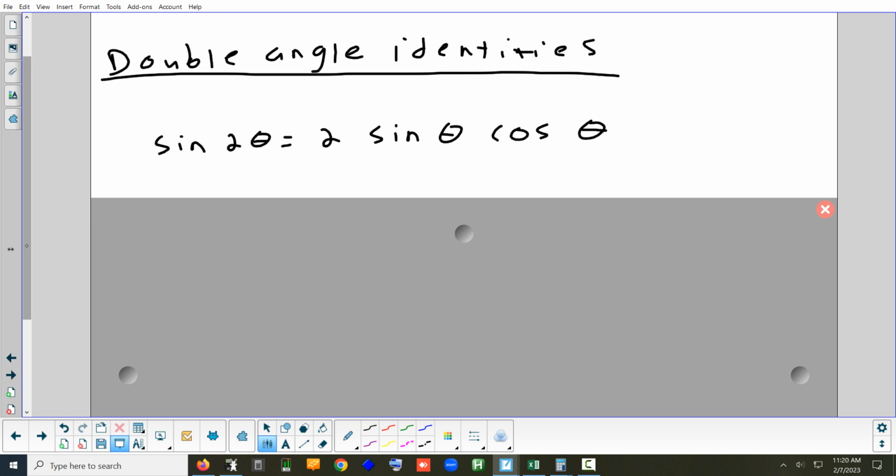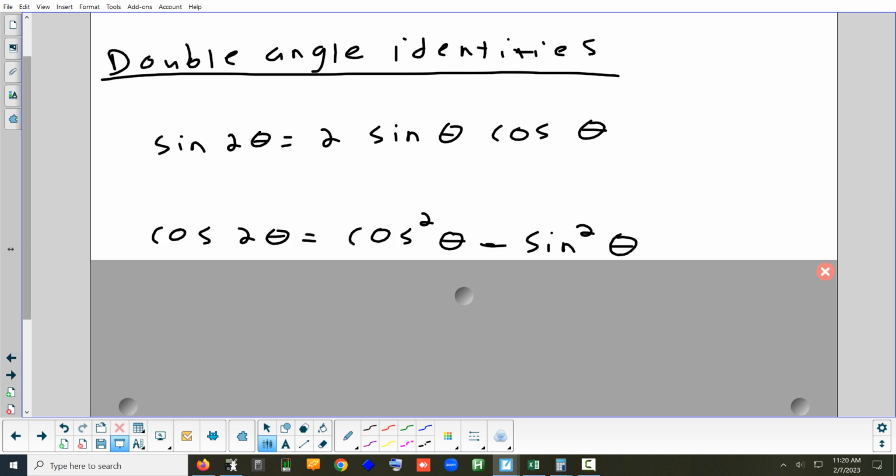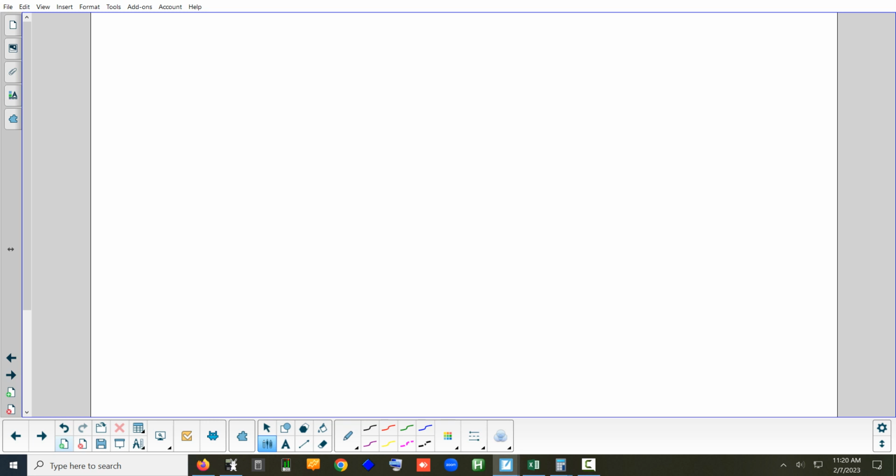Now, we proved that one. I'm not going to prove the cosine 2 theta, but there's several ways you can write it. So I'm going to give you one way, and then we will prove the second way. So look how much different that is, right? Just because you're dealing with cosine, it becomes cosine squared minus sine squared. Okay, let's write that down for a second on the other page. Cosine squared minus sine squared.